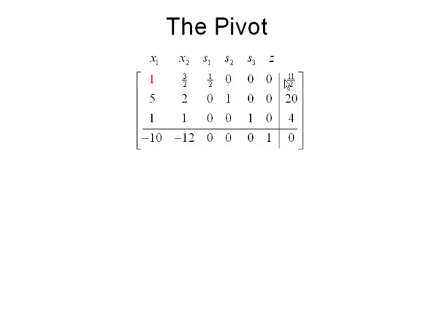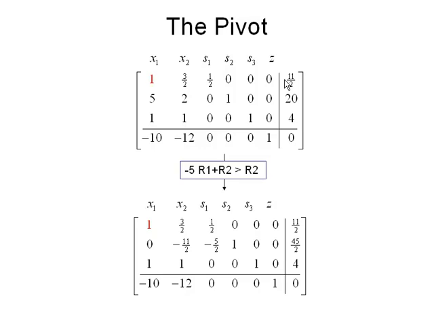Now I need to get zeros below that. The first thing I'm going to do is make that 5 become a 0. So I'm going to take minus 5 times row 1, add that to row 2 and put the result in row 2. The only thing that's going to change is row 2, so the first, third, and fourth rows don't change at all. When I do that, the row that was 5, 2, 0, 1, 0, 0, 20 now is 0, negative 11 halves, negative 5 halves, 1, 0, 0, 45 halves.